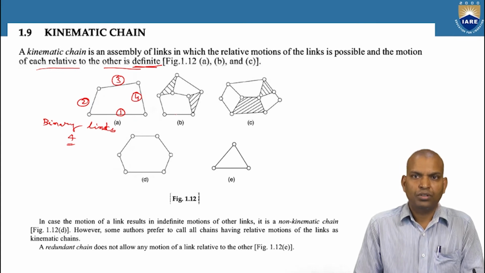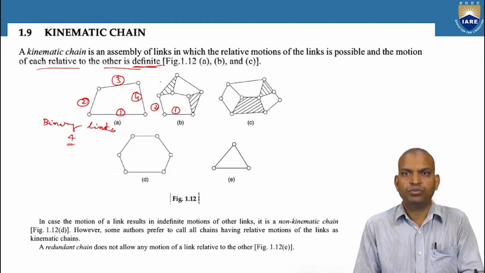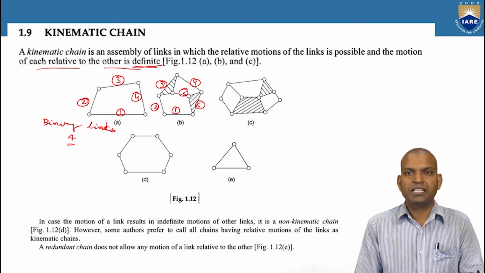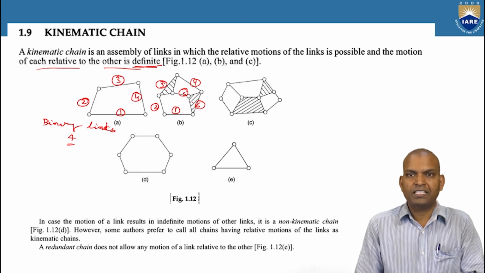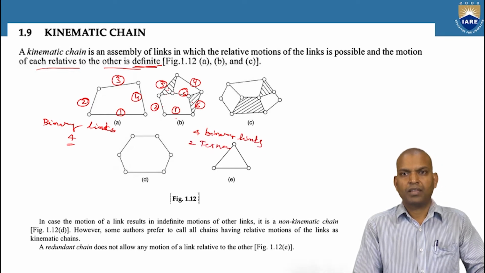Now coming to figure B. In figure B, how many links are there? 1, 2, 3, 4, 5 and 6. It is a 6-bar mechanism or 6-link mechanism. But what is the total number of binary links? Please understand here, there are 2 ternary links, with 3 nodes each. 2 ternary links, and 1, 2, 3, 4 binary links. So 4 binary links and 2 ternary links.